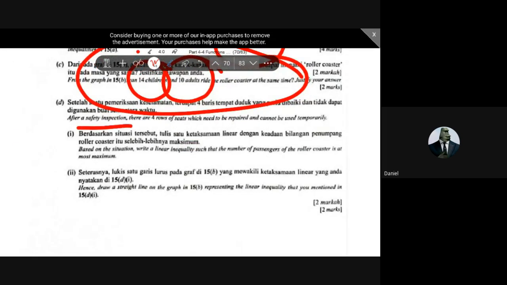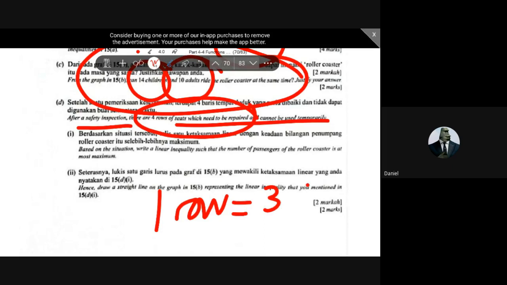Okay, so now another situation. Soalan yang berbeza dah. Situasi yang berbeza juga. So after a safety inspection, 4 rows of seats cannot be seated sekarang. 4 baris kerusi tidak boleh diduduki sekarang. So can you tell me berapa passenger tak boleh duduk sekarang? 1 row ada 3 seat. So now they say 4 row tak boleh diduduki. So how many passenger now cannot sit already? Berapa orang tak boleh duduk sekarang?